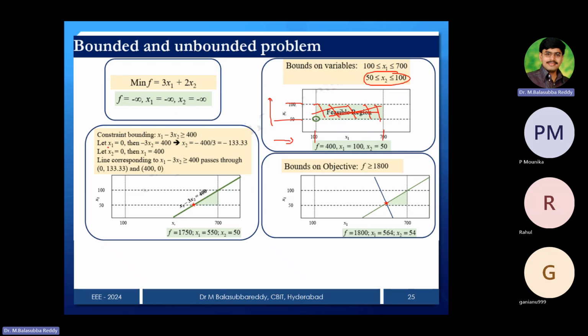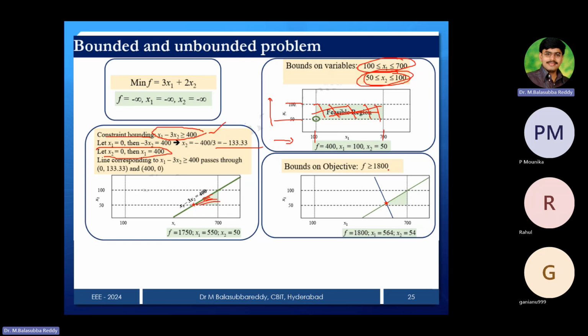Another problem you can see. Constraint boundaries are given, x1 minus 3 x2 is 400. This is another constraint. Here the x1 limit and x2 limit are given separately. And in another case you can notice here, x1 minus 3 x2 greater than 400. Now, if we solve this, say x1 is 0, and if we put it here, you will get the x2 value. Now x1, x2 are known. Then we can see the region is going to be different.